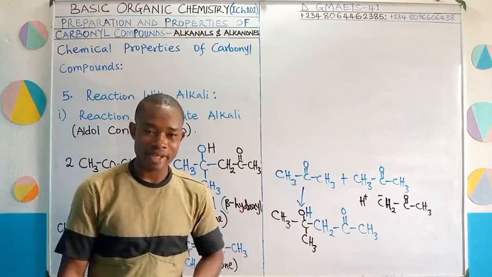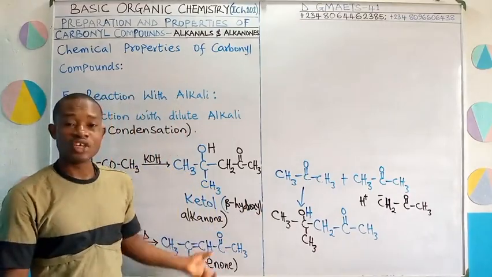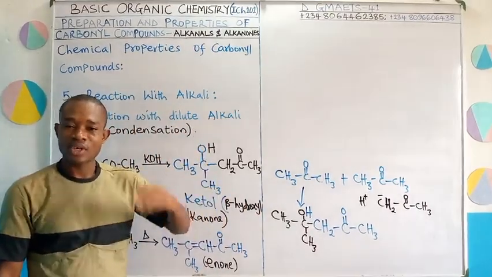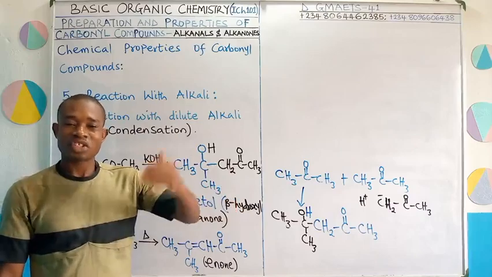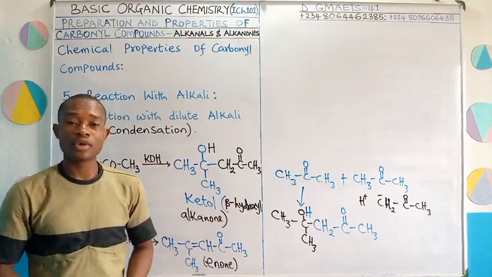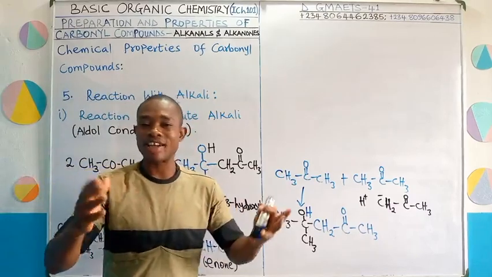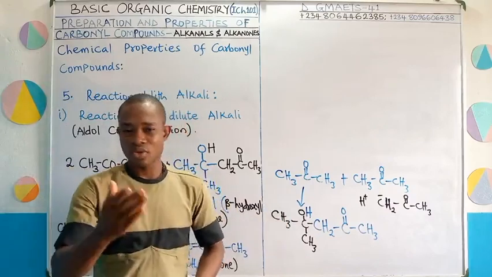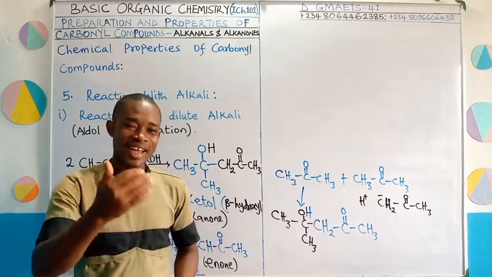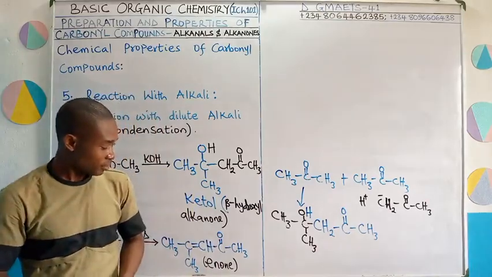You can put that down, right? Reduction of enones and enals will give us saturated alkanol. And like I said, we use this method to obtain something like butanol. You can also use it to obtain 2-ethyl hexanol.